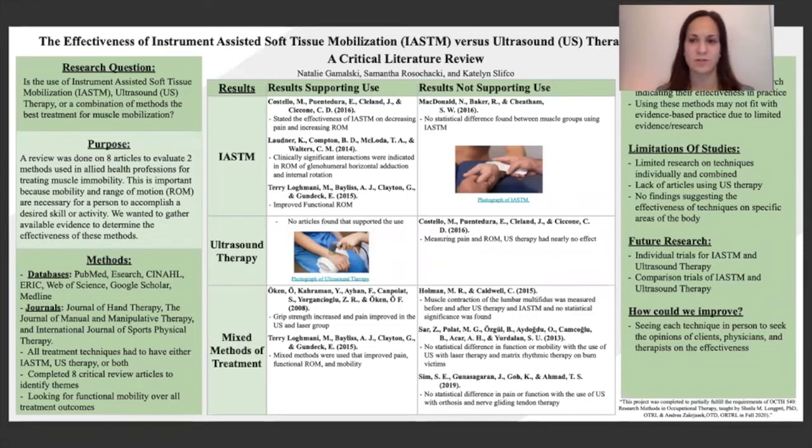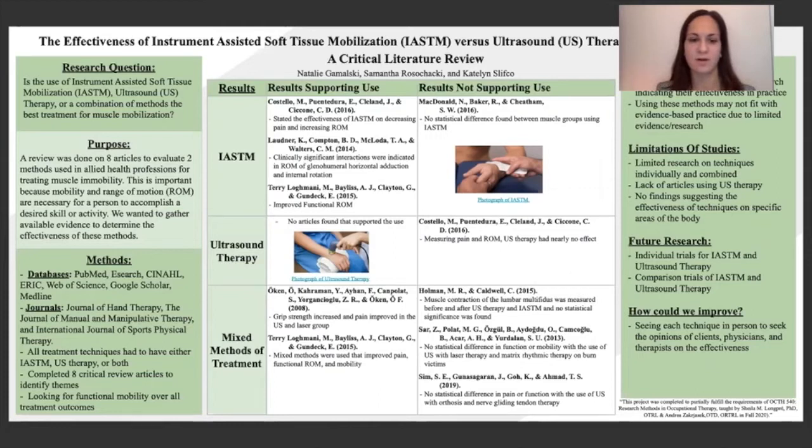Our research question naturally sorted into 3 themes: studies using IASTM alone, studies using ultrasound therapy alone, and studies using mixed methods of treatment, using a number of combinations of treatments that Sam just described. Within these themes, the articles either found significant results supporting the use of these methods, which is shown on the left side of our table, or found no significance, therefore not providing evidence that supports the use of the methods, which is shown on the right side of the table.